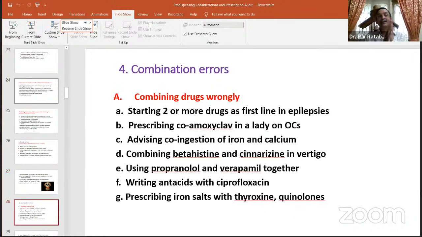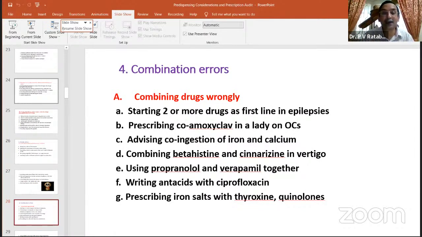Now, combination errors, the last part of a prescribing error, combining drugs wrongly. Like starting 2 or more drugs as first line in epilepsies, prescribing co-amoxiclav in a lady on oral contraceptives. Now, this is a very dangerous situation. You can imagine a newly married lady on oral contraceptives who does not want a baby and comes with a respiratory tract infection to you.